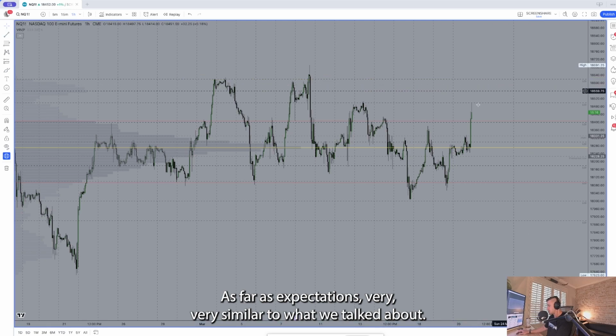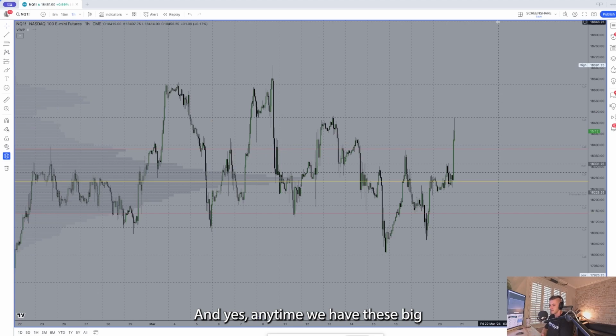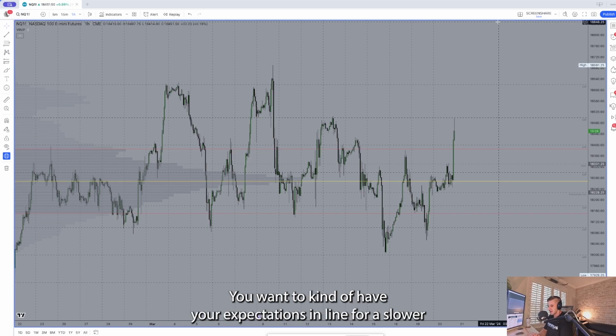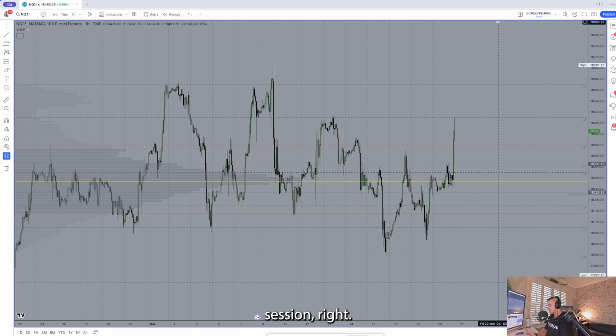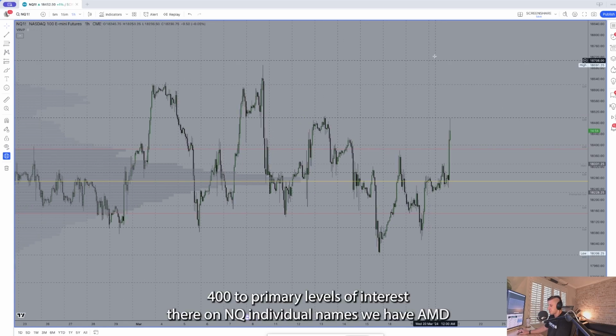As far as expectations, very, very similar to what we talked about in ES. Anytime you have these big volatility expansion moves, again, you want to be looking for that potential inside day. You want to kind of have your expectations in line for a slower session, right? Main two levels on watch for NQ, 18,500 and 18,400. Two primary levels of interest there on NQ.